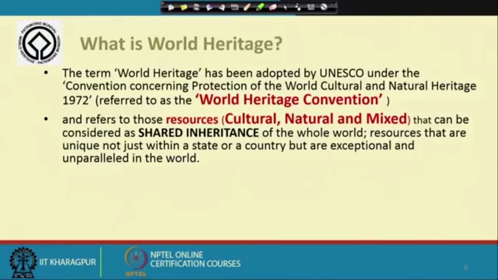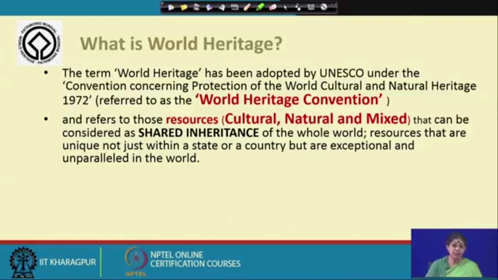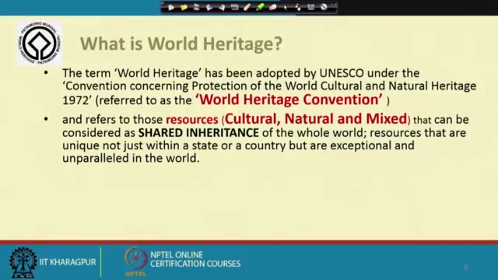It refers to those resources which are cultural, natural and mixed, that can be considered as a shared inheritance of the whole world. What is shared inheritance? We must understand that, because that is the essence of this World Heritage. It also says that the resources are unique, not just within a state or a country, but exceptional and unparalleled in the world. So, not all structures, all heritage sites, all natural sites are fit to be declared as the World Heritage. So, this is a shared inheritance, and it has to be not only important within the country, but important for the entire mankind, and that is the significance of the World Heritage.